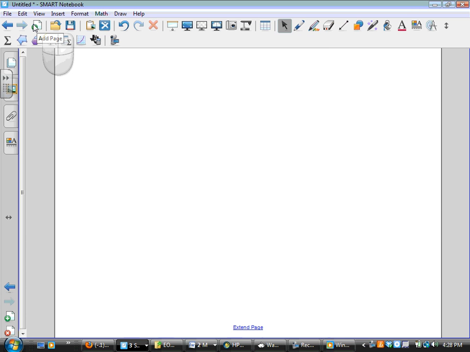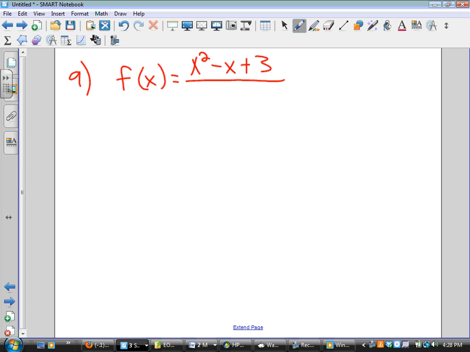Okay, number 9. Number 9 asks us to find two things. It's giving us a rational function. It asks us to find the vertical and the horizontal or oblique asymptotes. So remember, to determine the vertical asymptote, all we have to do is set the denominator equal to 0. But before we do that, let's look to see if either the numerator or denominator is factorable.